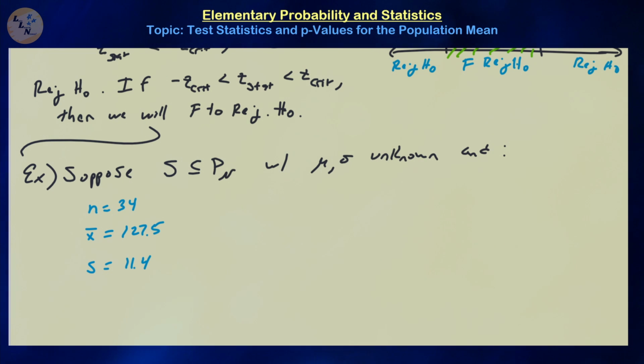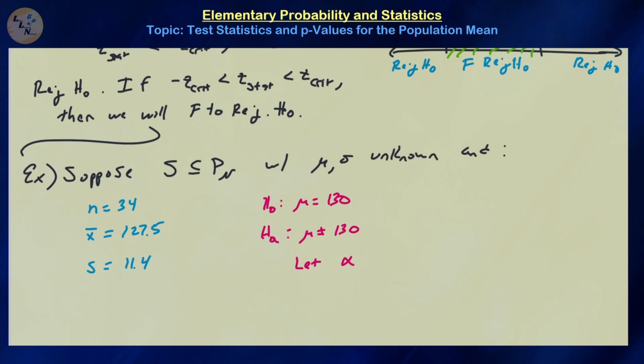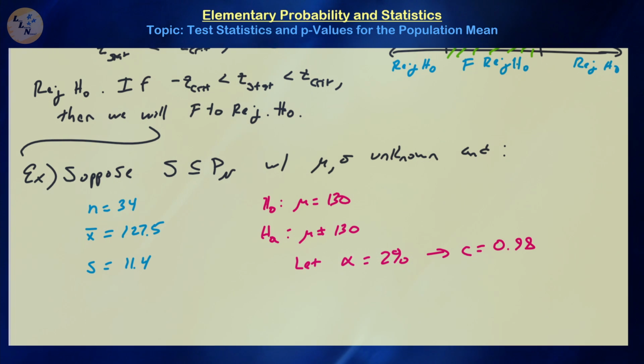For our hypothesis test, let's assume that our null hypothesis was that mu is equal to 130 and that we were using a two-sided alternative where mu does not equal 130. And let's assume that the probability of committing a type 1 error, we chose that to be 2%, equivalently choosing a confidence level of 98%.